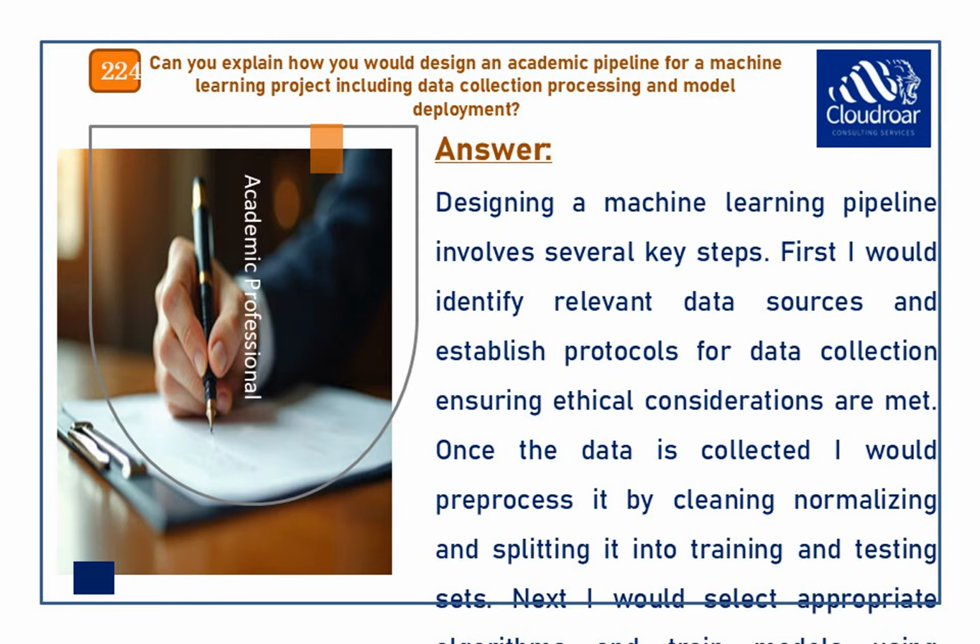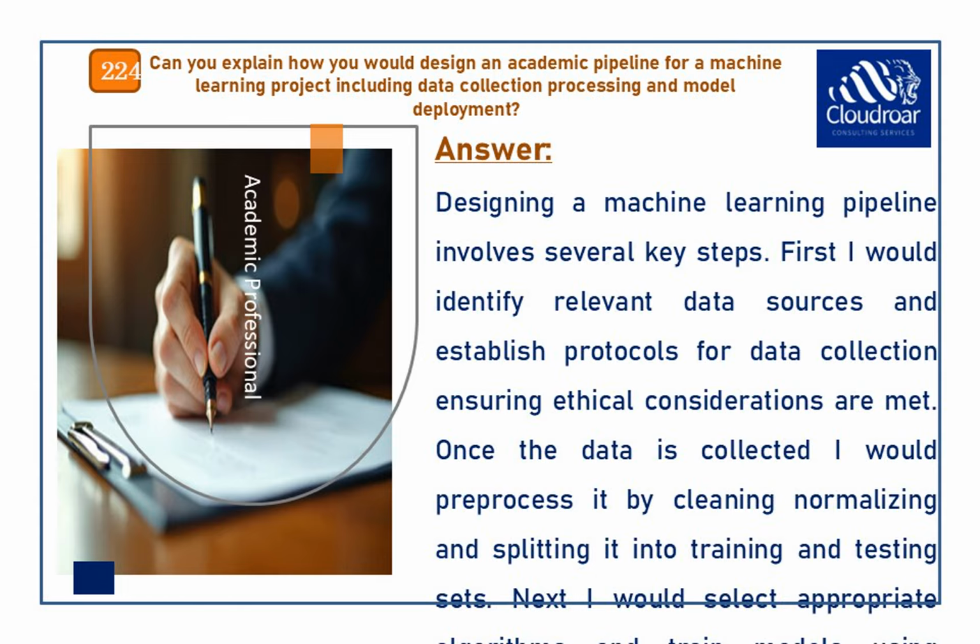Question 224. Can you explain how you would design an academic pipeline for a machine learning project, including data collection, processing, and model deployment? Designing a machine learning pipeline involves several key steps. First, I would identify relevant data sources and establish protocols for data collection, ensuring ethical considerations are met. Once the data is collected, I would pre-process it by cleaning, normalizing, and splitting it into training and testing sets.